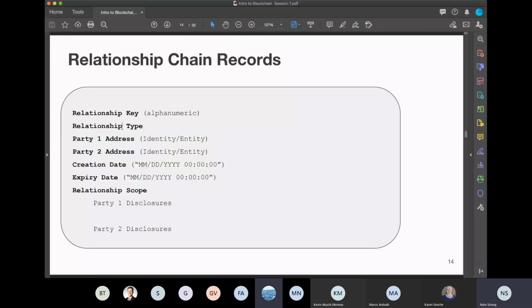We'll have a type of relationship. Again, this could be social, corporate, educational, regulatory, fill in the blank. We obviously have a creation date for our relationship record, and some types of records may have different types of expiry dates. And then the most important thing about our relationship records is we have the scope of the relationship. The relationship scope is where we actually talk about the unique information that we are disclosing or sharing with the other person that we have entered into a relationship with.